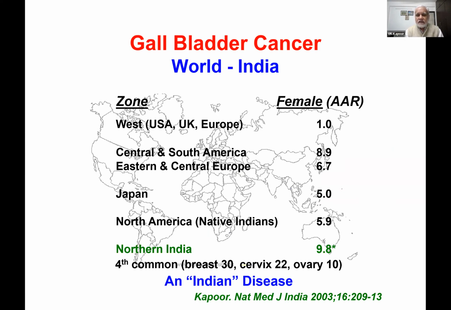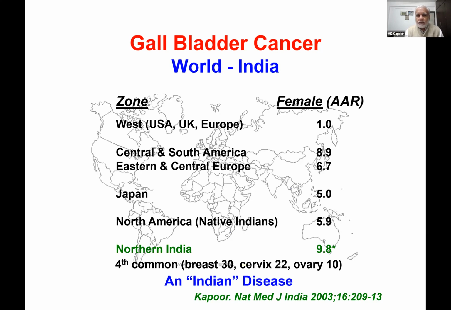In countries in Central and South America, such as Chile, and in some small countries in Eastern and Central Europe, the incidence rates are as high as 7 to 9 per 100,000 per year in women. Countries in East Asia like Japan, China, and Korea are somewhere in the middle with incidence rates of 5 per 100,000 per year. And in India, especially North India, because there is a huge North-South divide, the incidence rates are even higher. And in Delhi, they are 10 per 100,000 per year.